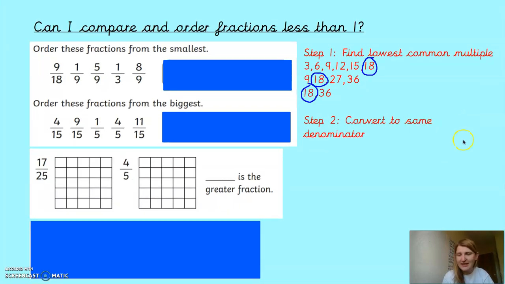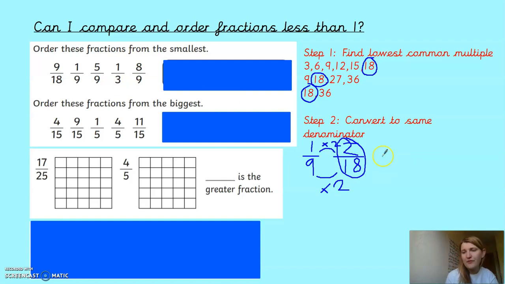So if we look here, 9/18 is already good to go. 1/9. If I convert 1/9 into 18ths, what do you do to 9 to turn it into 18? I'm going to multiply by 2, and I do the same to the bottom as the top. 1 times 2 is going to be 2. So 1/9 is now 2/18. All right. Then I've got 5/9. Why don't you pause me, have a go. Can you turn 5/9 into 18ths? Hopefully you went, well, we'll multiply by 2 again. So that'll be 5 times 2 as well. That'll be 10/18.